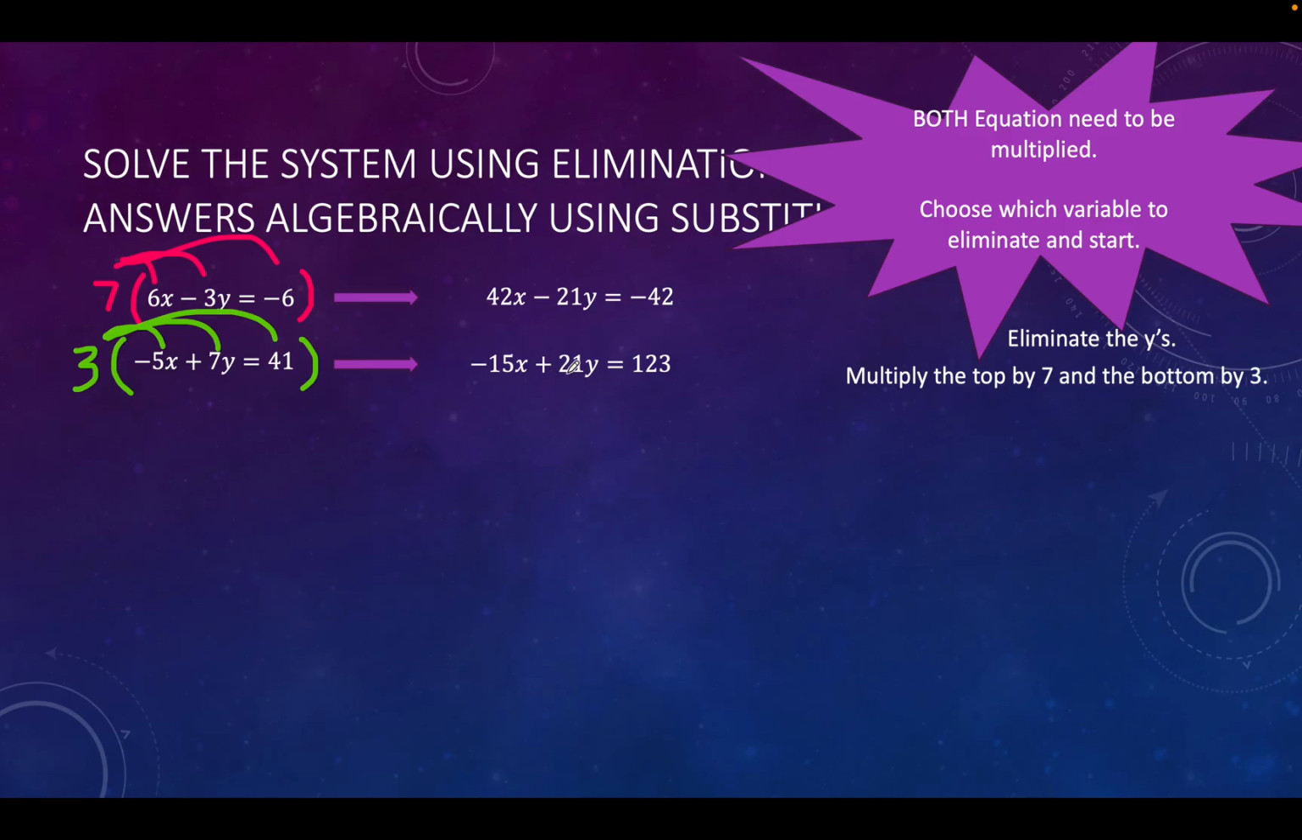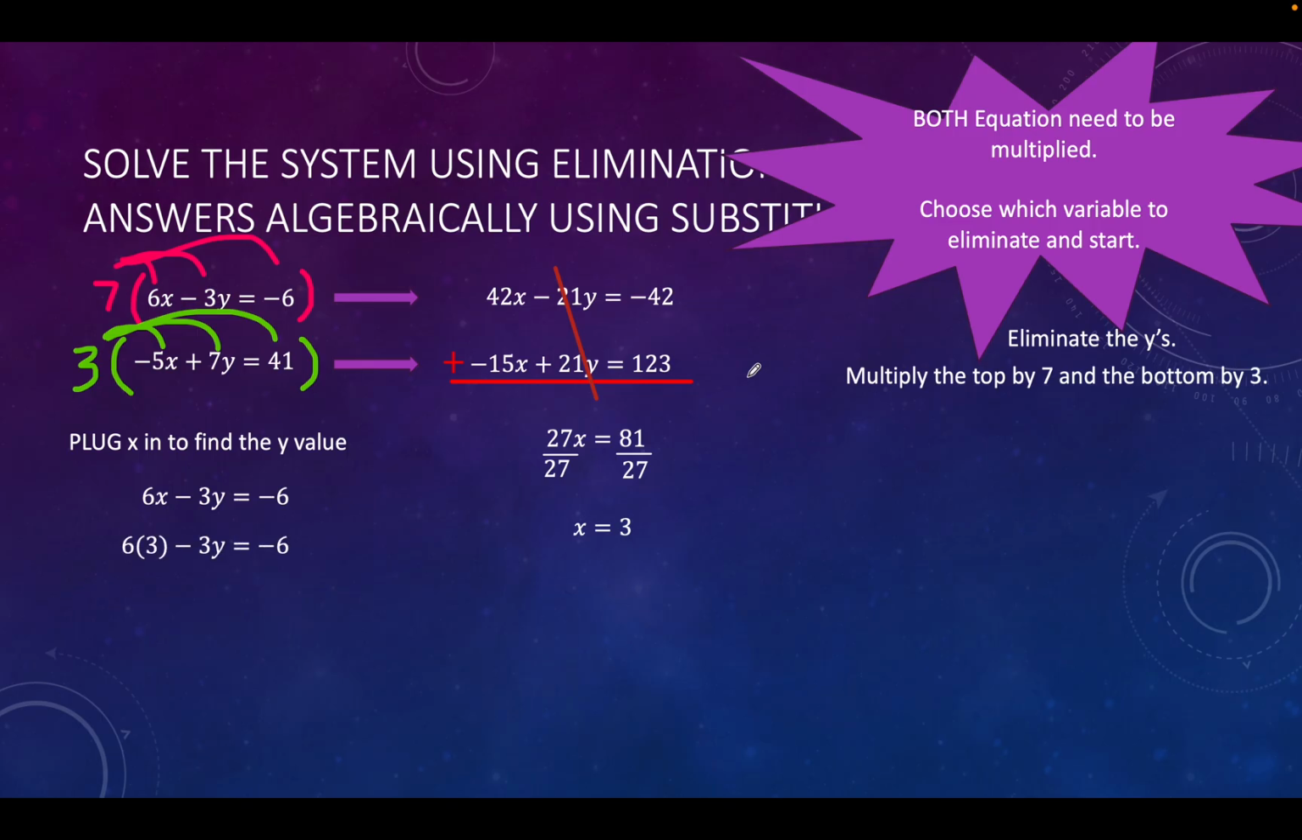And this is the key right here. Negative 21 and positive 21, those are going to eliminate. We can solve for x. We get x equals 3, and we're going to plug it back in to find the value of y. So we plug the x equals 3 in for x, and we can solve this. We're going to move the 18 over. We get negative 3y equals negative 24. Divide by negative 3, and y equals 8.